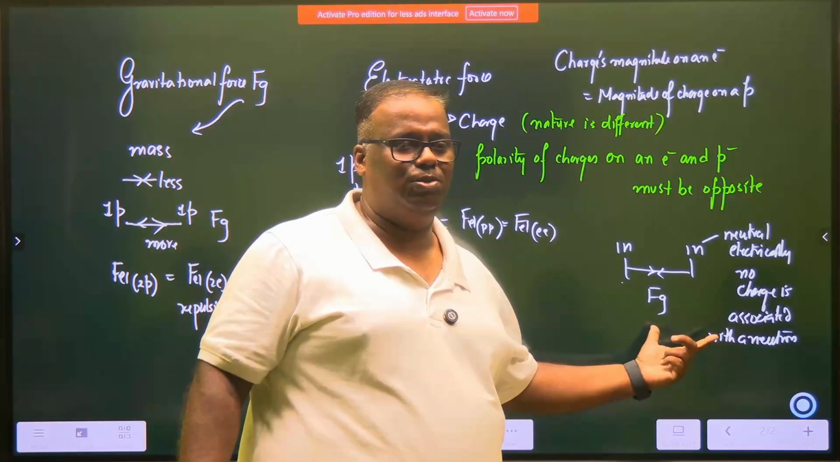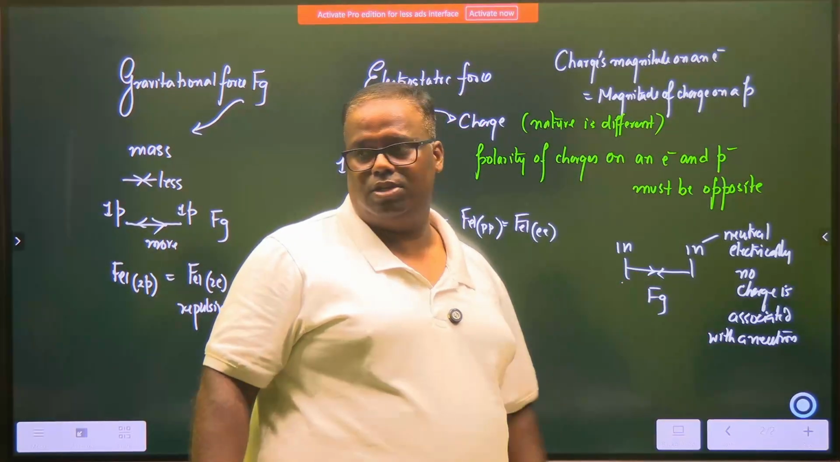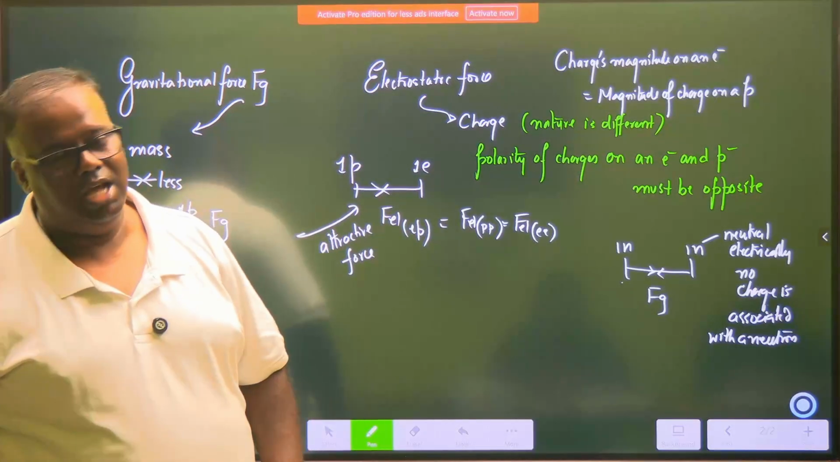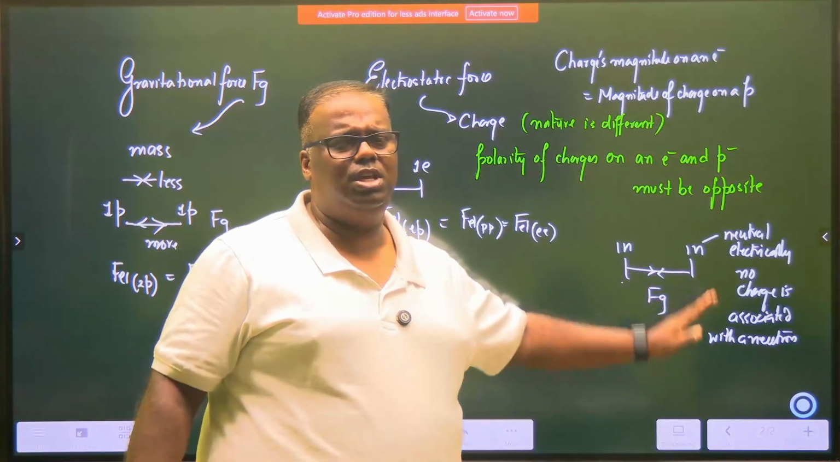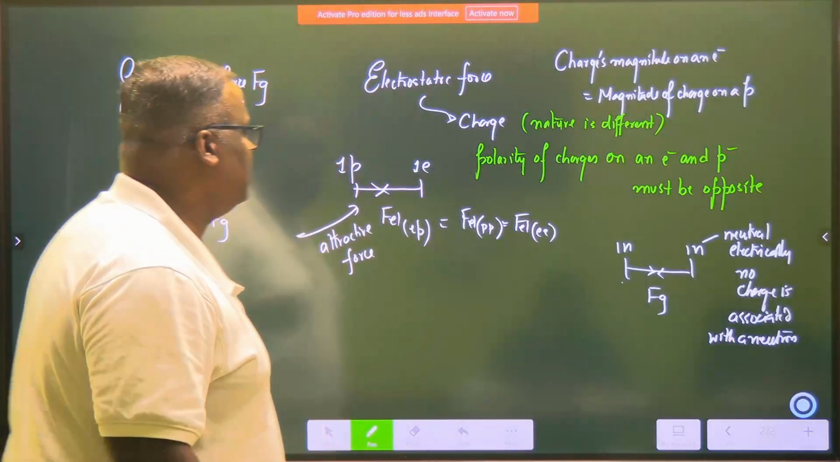There is no repulsive force, which shows that the force which is predominant between two neutrons is the gravitational force owing to their mass. And the mass of a neutron is almost the same as the mass of a proton, which means the attractive force will be exactly the same.